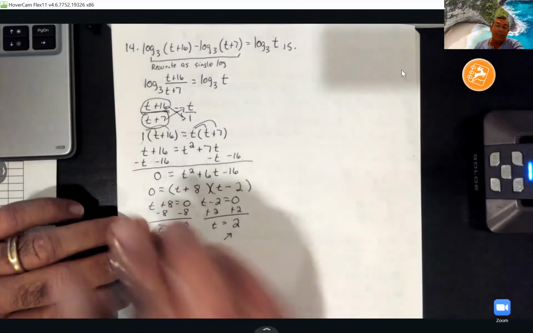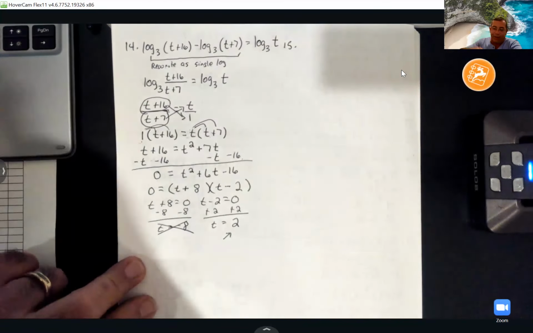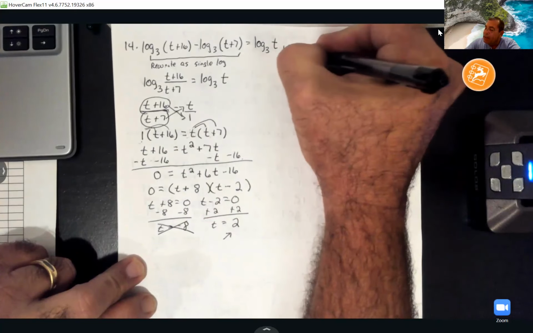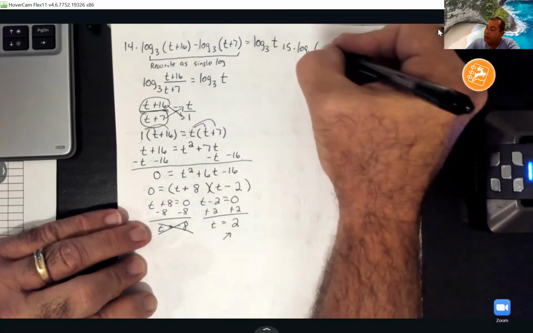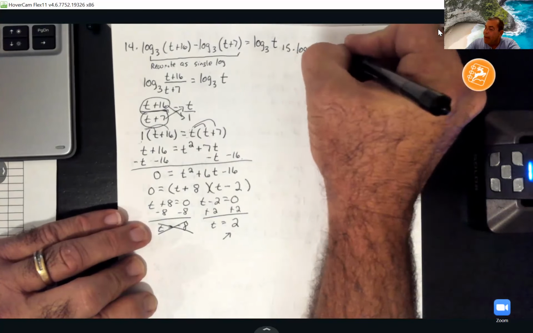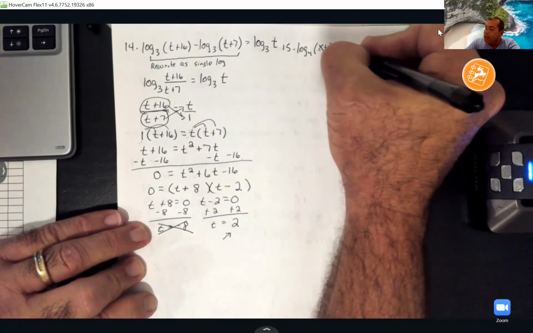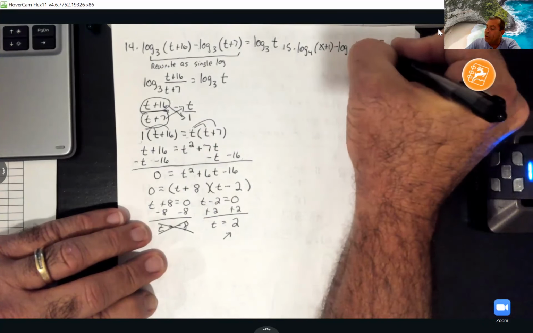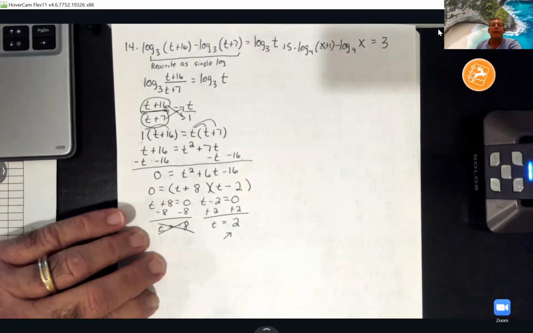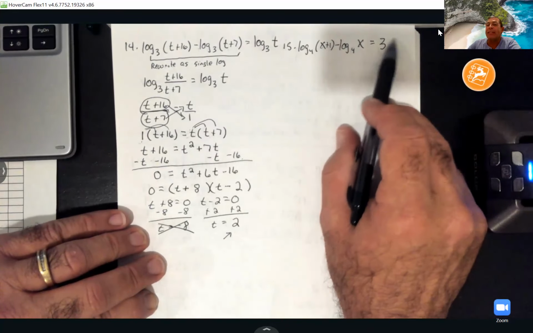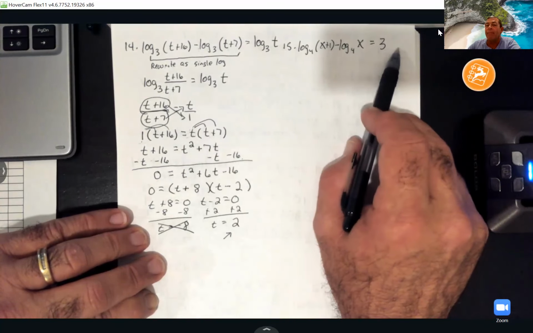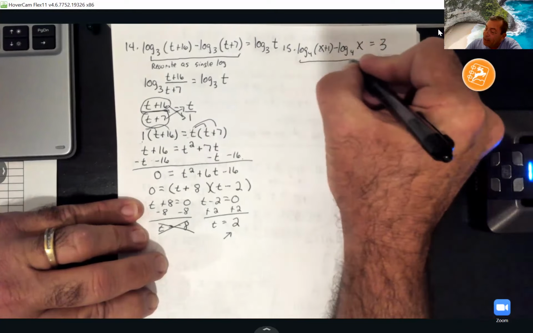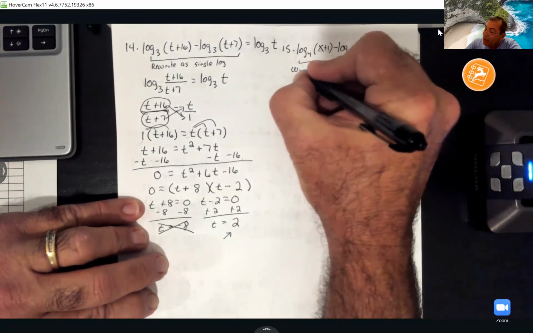All righty. This one will be similar but different. So watch this one. I got a log base 4 of x plus 1 minus a log base 4 of x. All that's going to equal 3. They're similar, except notice this right side don't have a log on it this time. But we have 2 logs on the left side. So once again, we're going to write that as a single log.